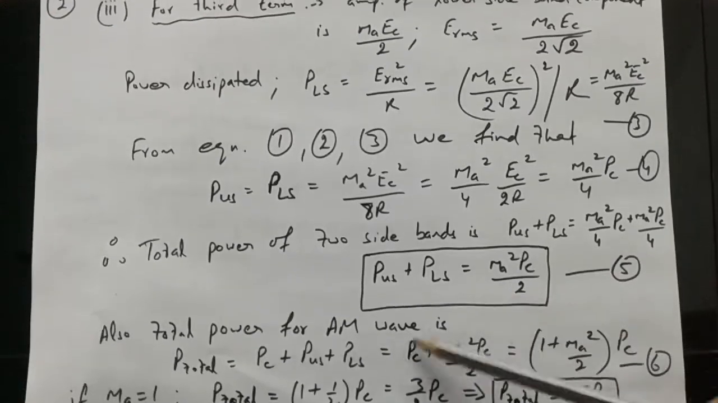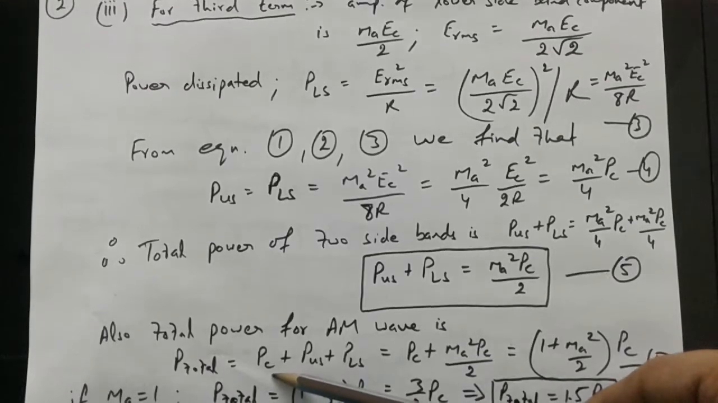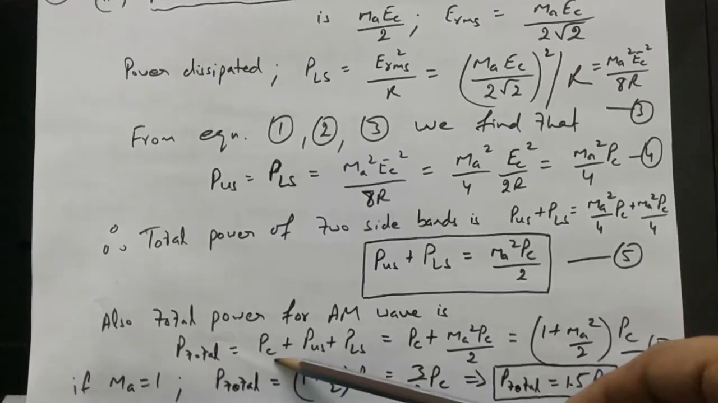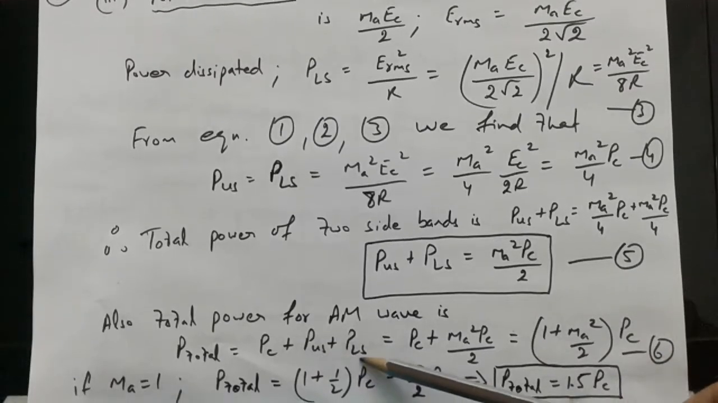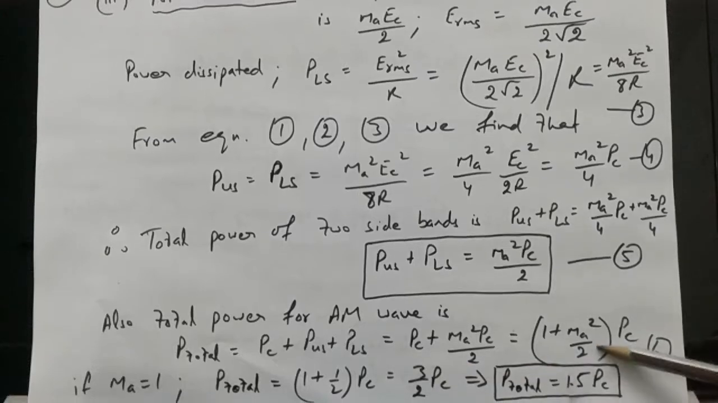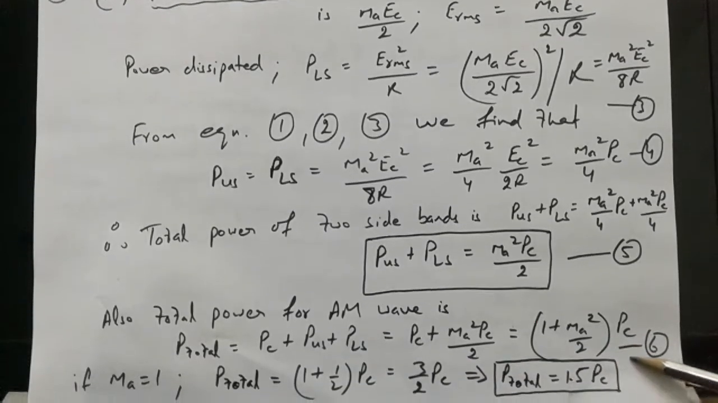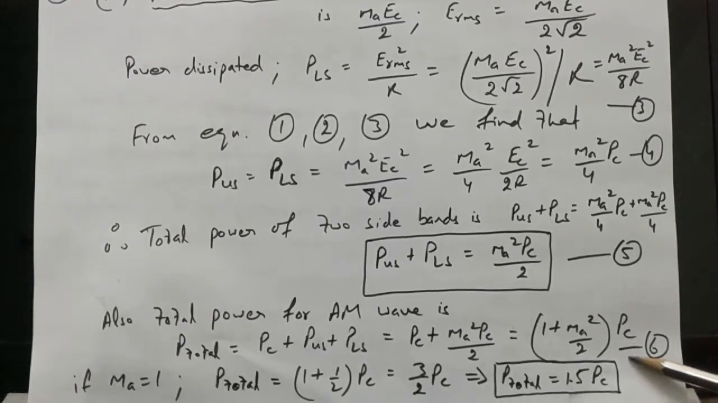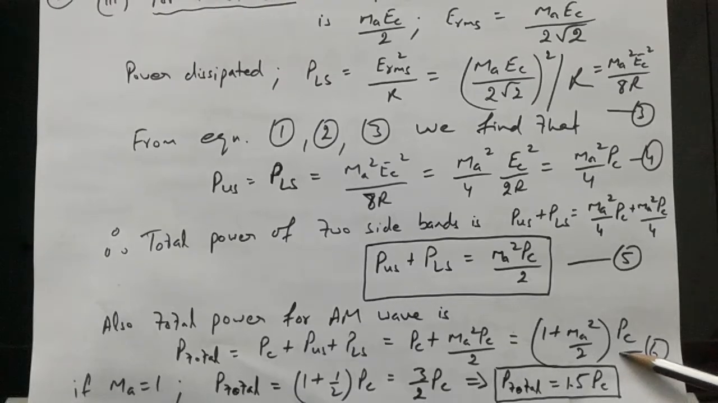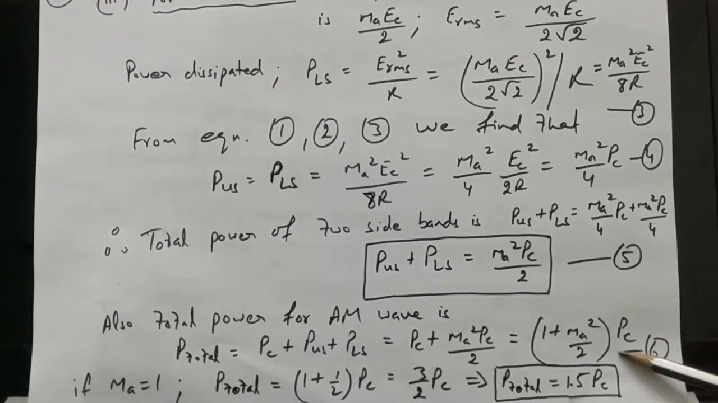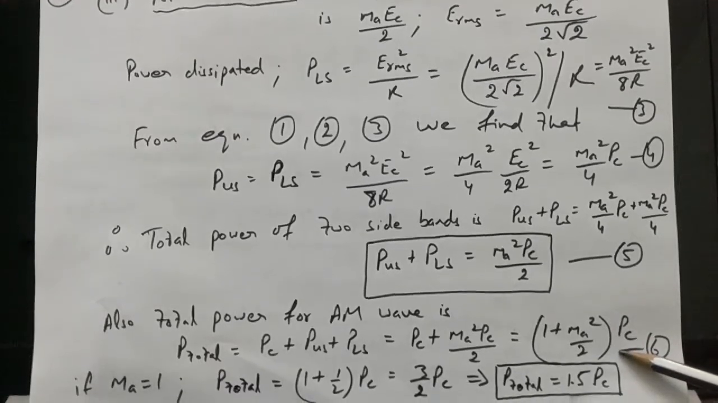The total power of the AM wave, if we add all the powers associated with the three terms, that is PC, the power of the upper sideband and the power of the lower sideband, we get the relation shown in equation 6. All these relations are useful when we solve numericals. So if you know the relations, then you can easily find the answers.